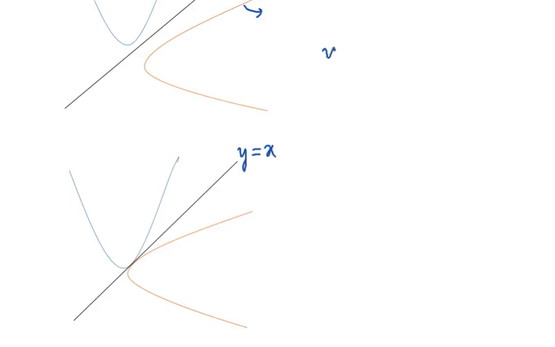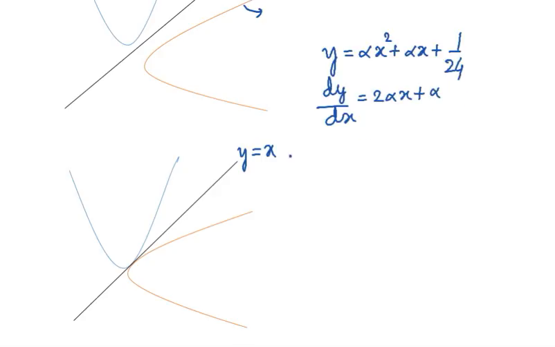So for the first function, that is y equal to alpha x square plus alpha x plus 1 by 24, if we see the slope of the tangent to the graph, that is dy dx, it will come out to be 2 alpha x plus alpha. Now in this particular case, that slope of the tangent must be equal to 1, because we know that y equal to x is the tangent. So the slope of the tangent is equal to 1, and from here we can see that the value of x at which the slope of the tangent will be 1 comes out to be (1 minus alpha) by 2 alpha.